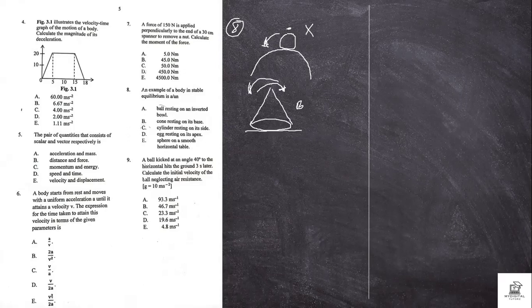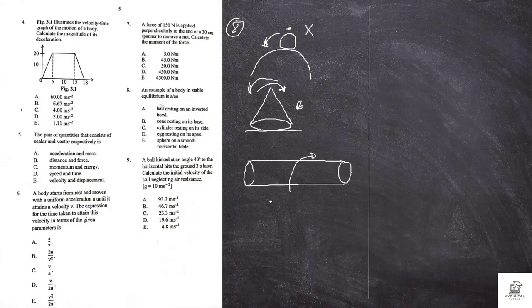So the next one says, a cylinder resting on its side. We have a cylinder like a drum. If this drum is resting on its side like this, what will happen? What if I roll it in this direction? Will it come back? No, it will tend to move further away from the original position. Therefore, it's not in a stable equilibrium. Let's look at option D, egg resting on its apex.